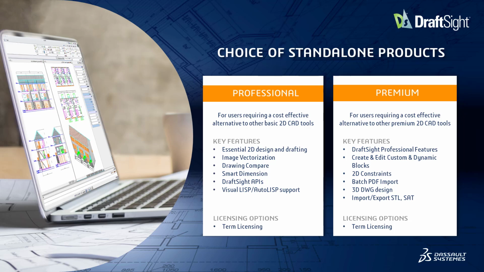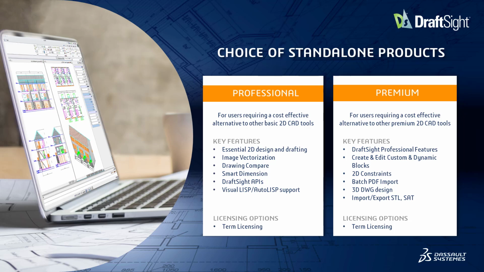DraftSight Professional contains all of your essential 2D drawing capabilities, as well as powerful tools like smart dimensioning, DWF publishing. You also get full access and support with the DraftSight API. You also can load in your Lisp or AutoLISP files. And Professional is available with term licensing.